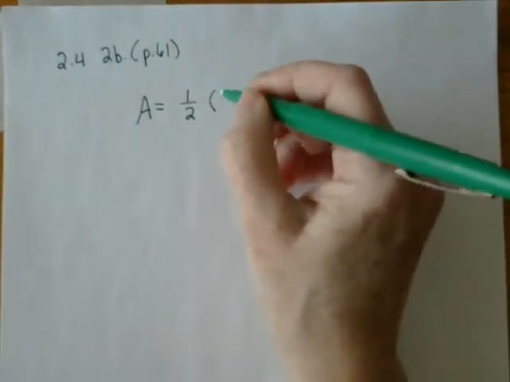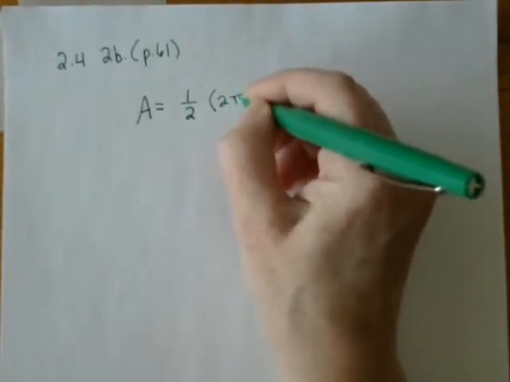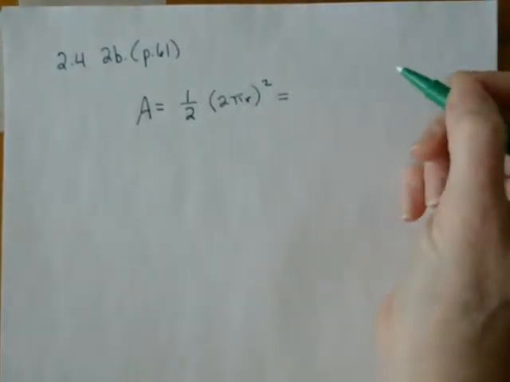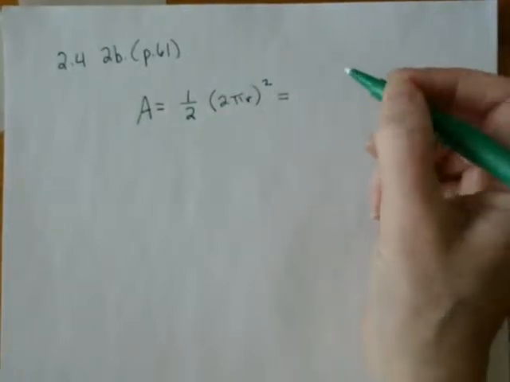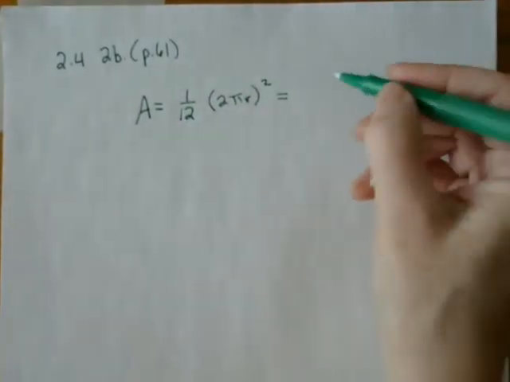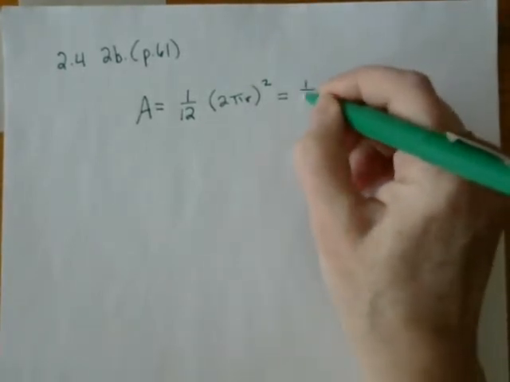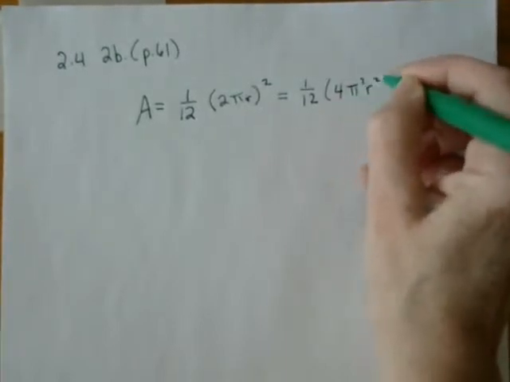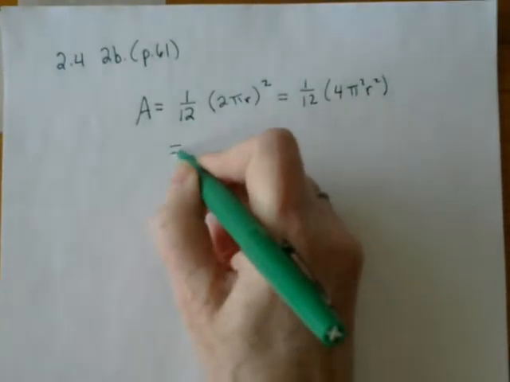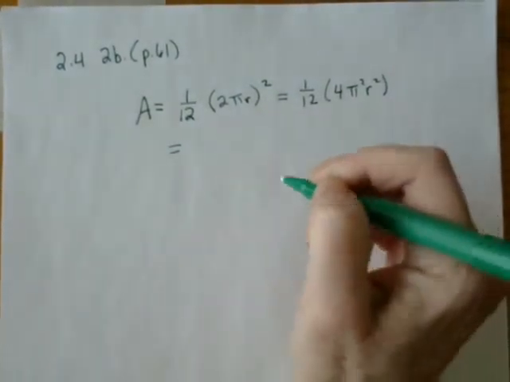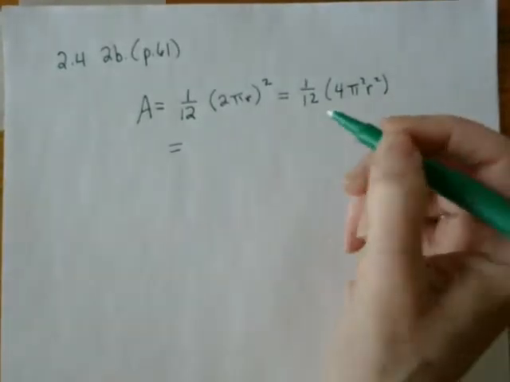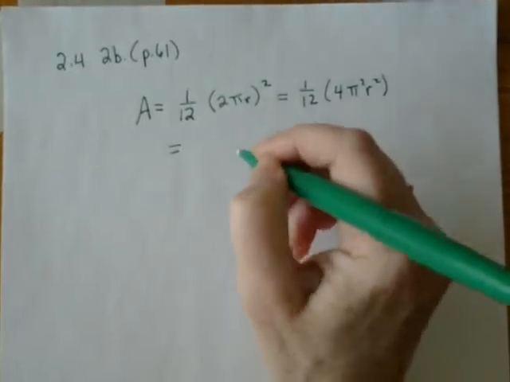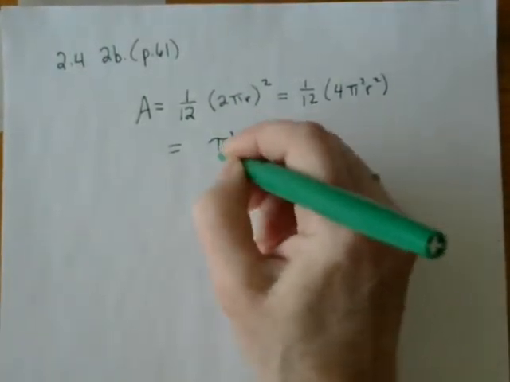So if you remember, the circumference of a circle is 2 pi r, and if we then square that and we do a little simplification on all of this, we will get that, I'm sorry, this should be 1/12, there we go. So this will be 1/12 times 4 pi squared r squared, and with a little bit of simplification, we get that the formula that the Babylonians would have used for area of a circle is going to end up being pi squared r squared over 3.